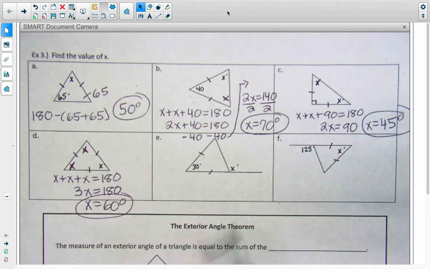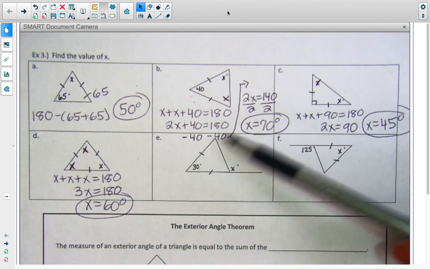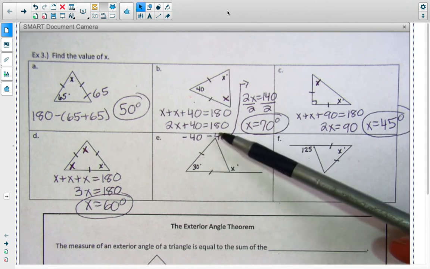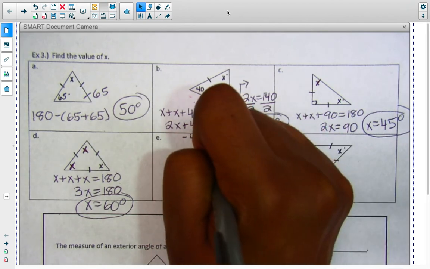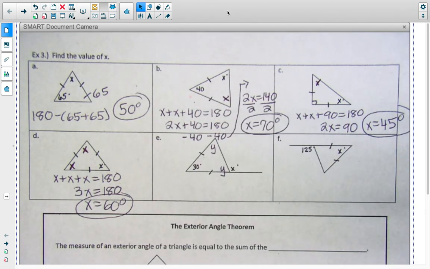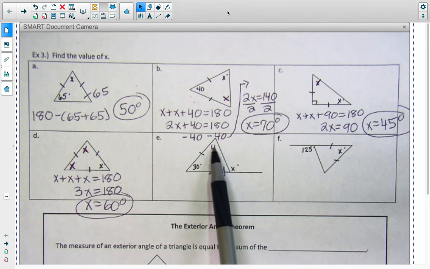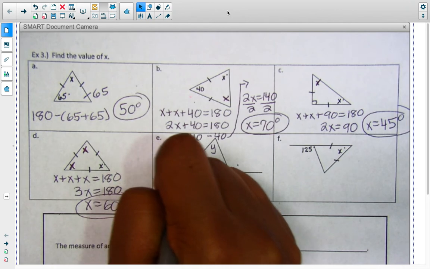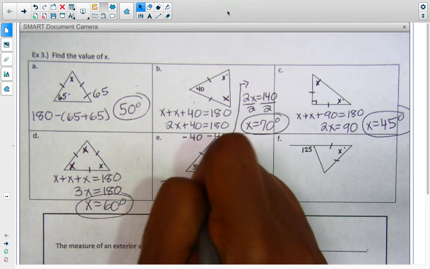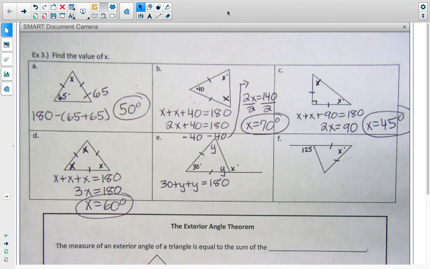E, I know that these two are the same. So I know that this is x. So let's introduce a new variable. So if these two sides are the same, these two angles have to be the same. So let's say that this is angle y, and then this is angle y. I don't know what it is, but I know that they are the same measurement. So if I add up all these three angles, 30 plus y plus y, it's going to equal 180 degrees.